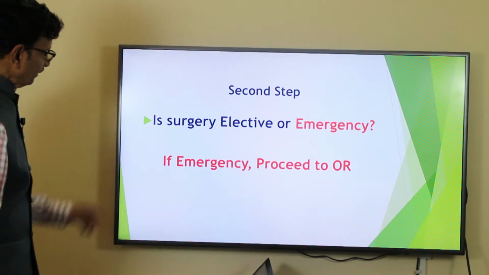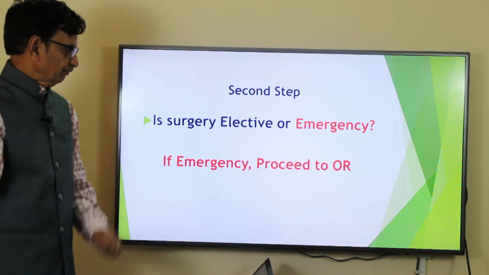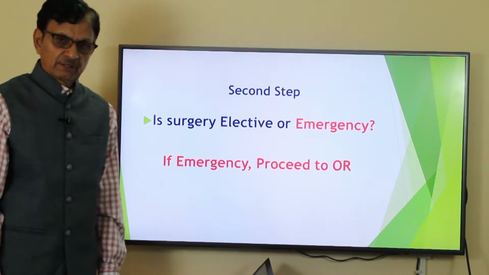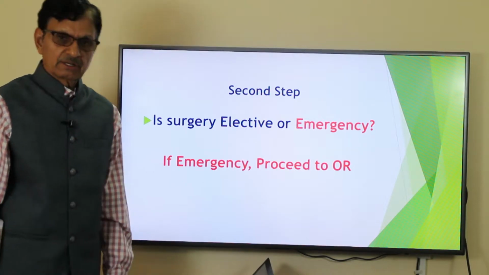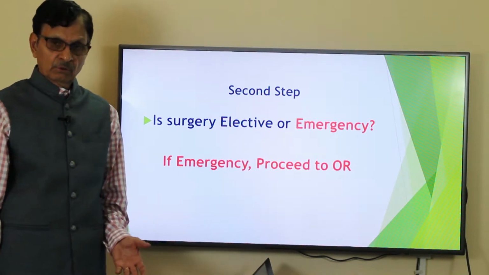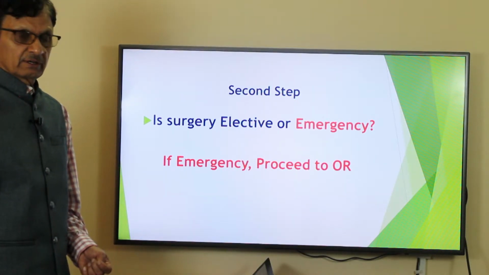Now the second step is to decide if the surgery is elective or emergent. Of course, it's common sense. If it's an emergency surgery, such as a ruptured aneurysm or a ruptured appendix, you have to proceed to the OR, the operating room, and you can't delay the case waiting for your cardiologist.